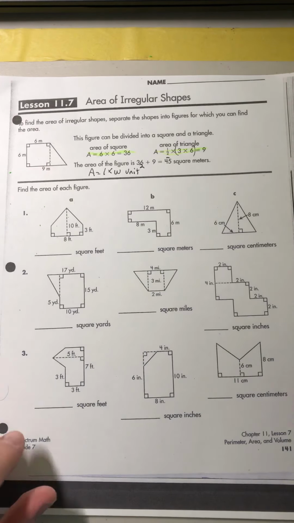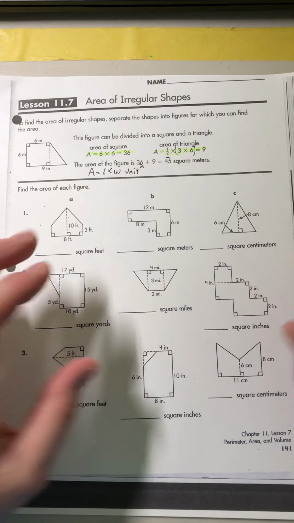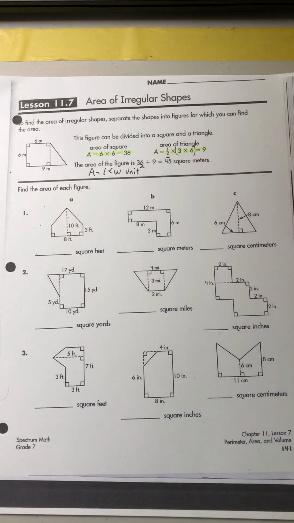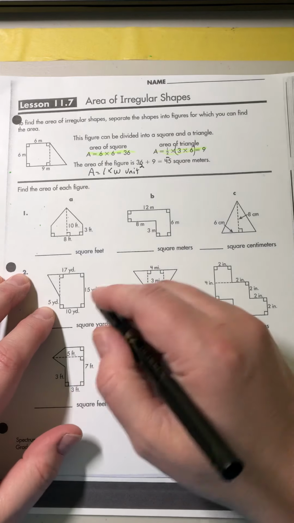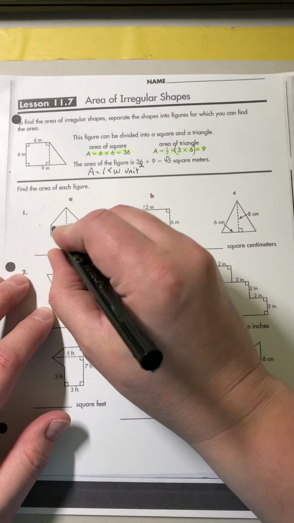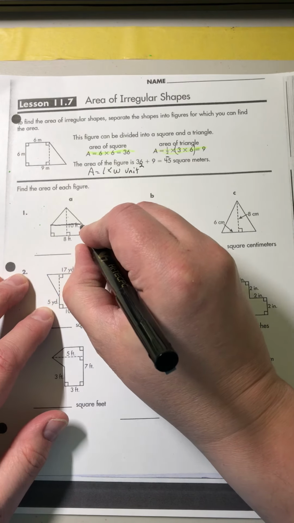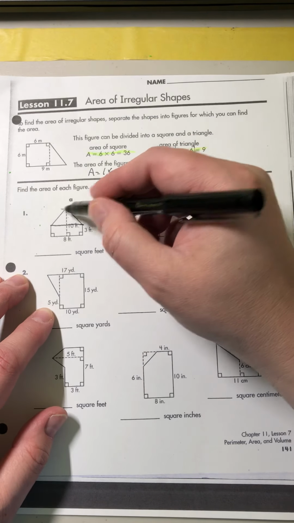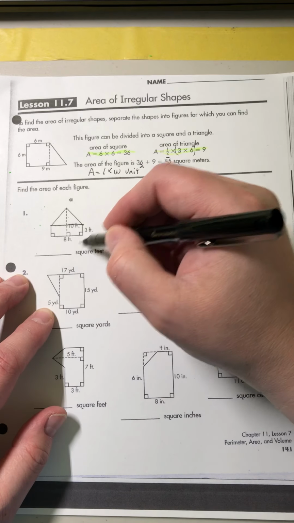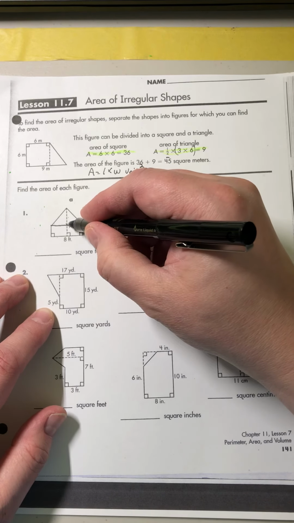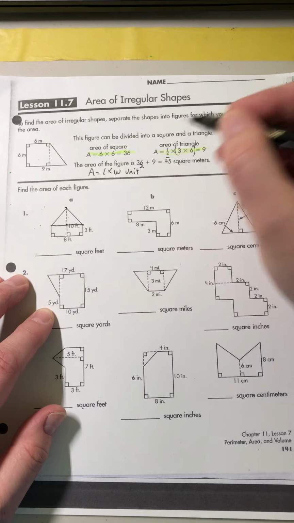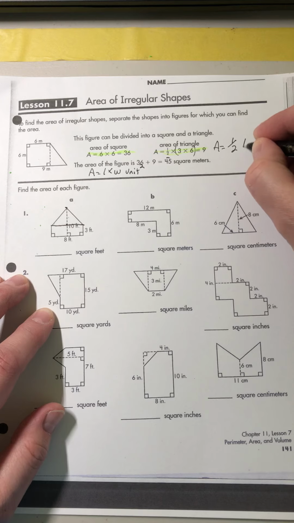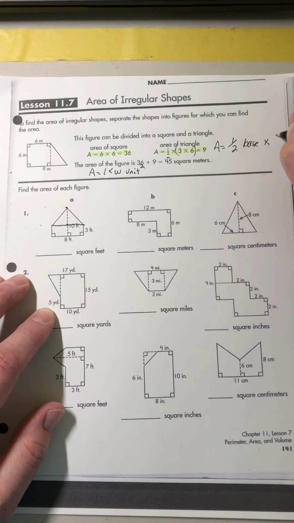So what you'll be doing on this sheet is breaking down the shape into manageable parts. So for example, 1A, you could do it this way. I would put a line right across here, and I have a triangle up here and then a rectangle down here. Now, what is the height from here to here? Because you'll need to have the height, because area is 1/2 base times height.